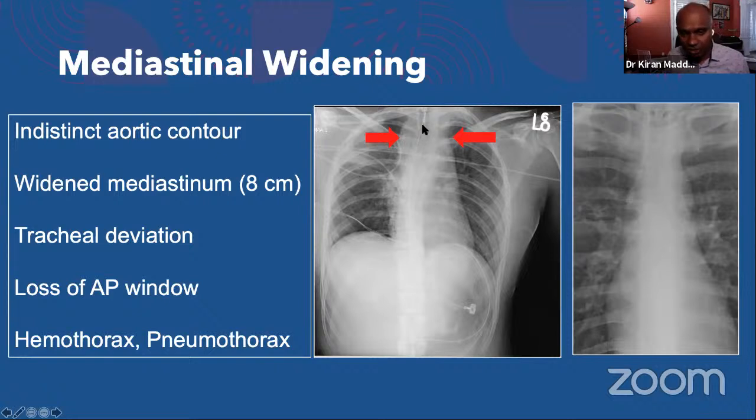Tracheal deviation, very minimal in this patient, not that much. Loss of the aortopulmonary window. This is called your aortopulmonary window here. And you do not see it; instead you see a bulging of the aortopulmonary window. That is another sign of mediastinal widening. And you may have associated hemothorax and pneumothorax, which are not there in this patient.